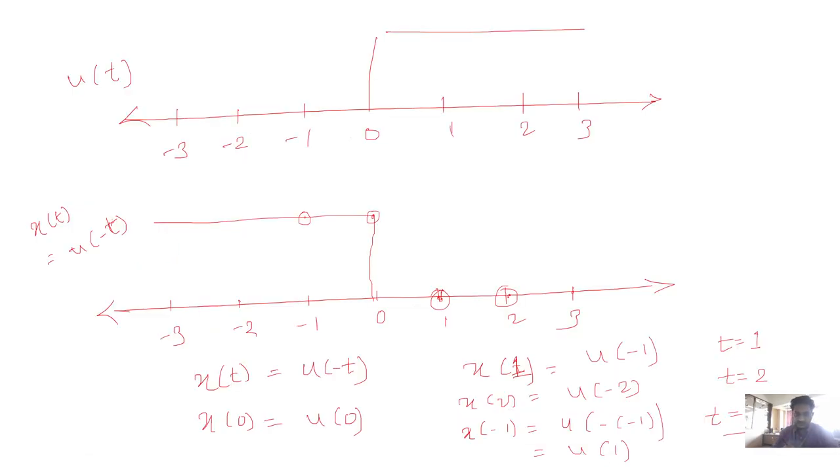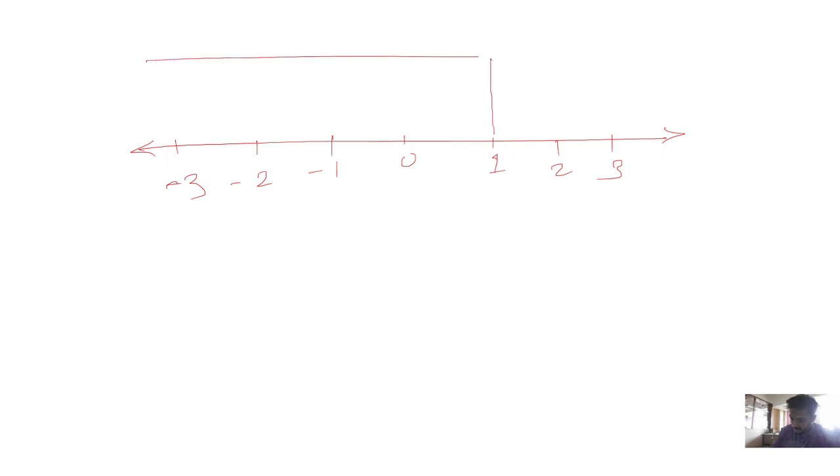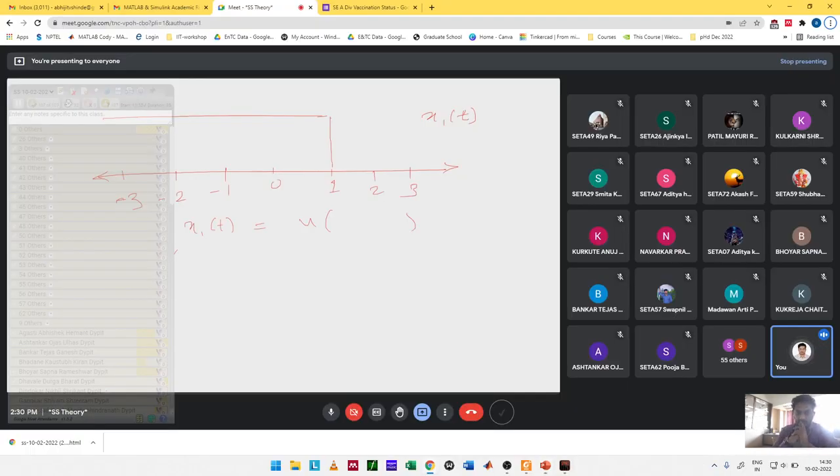Okay. Now, this is the first part of the interesting one. Now, you will tell me the equation for this signal. Let me draw the signal, and let me write this as x1 of t. I need to represent x1 of t in terms of something of u of t. So can anyone help me?